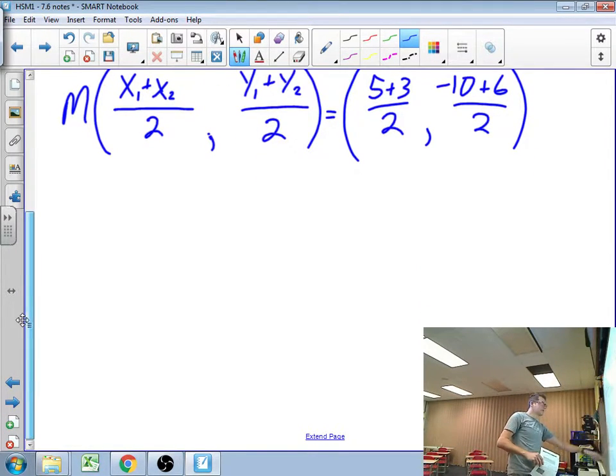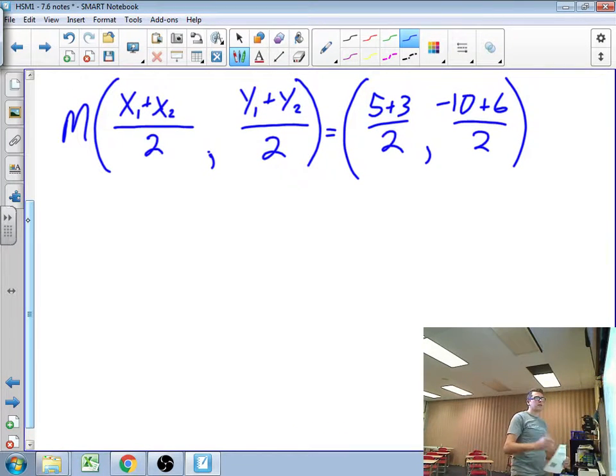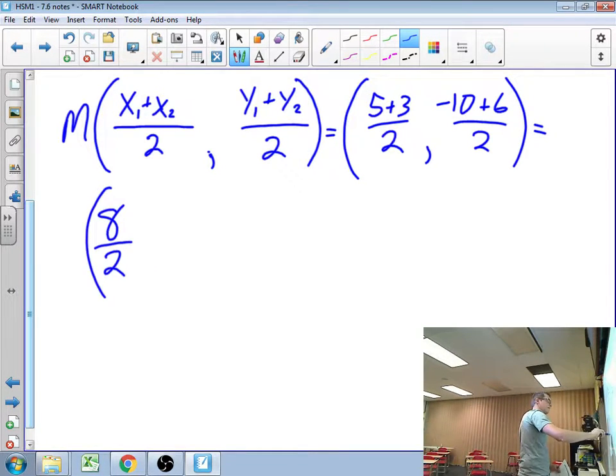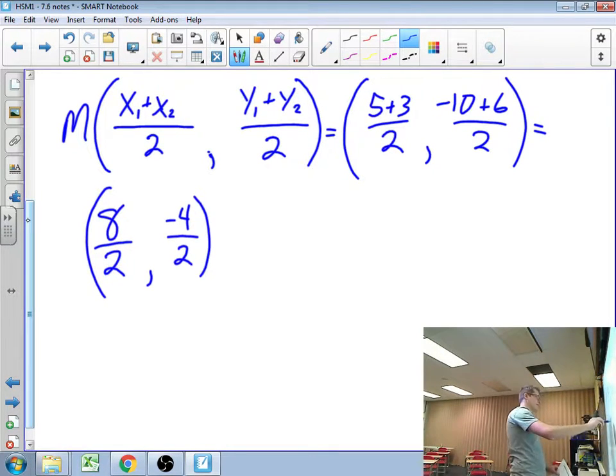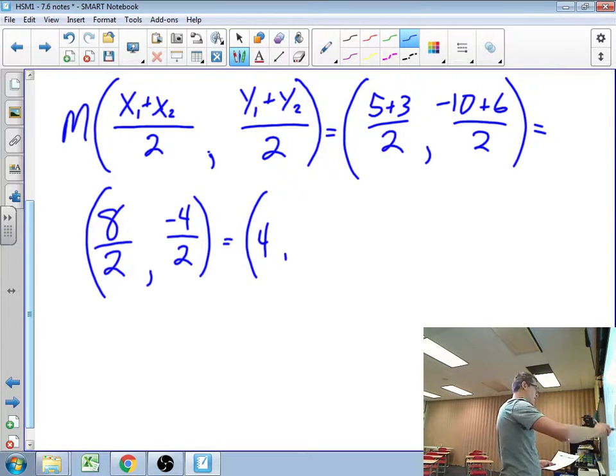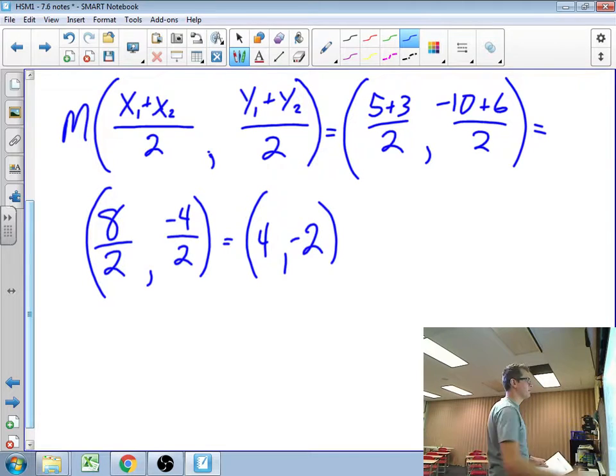Hold on, give me some more screen. So now I'm going to bring that down around here, so that gives me 8 over 2. And -10 plus 6 is going to give me -4 over 2. This gives me the point (4, -2). And if I put this into the coordinate plane, that would work out.